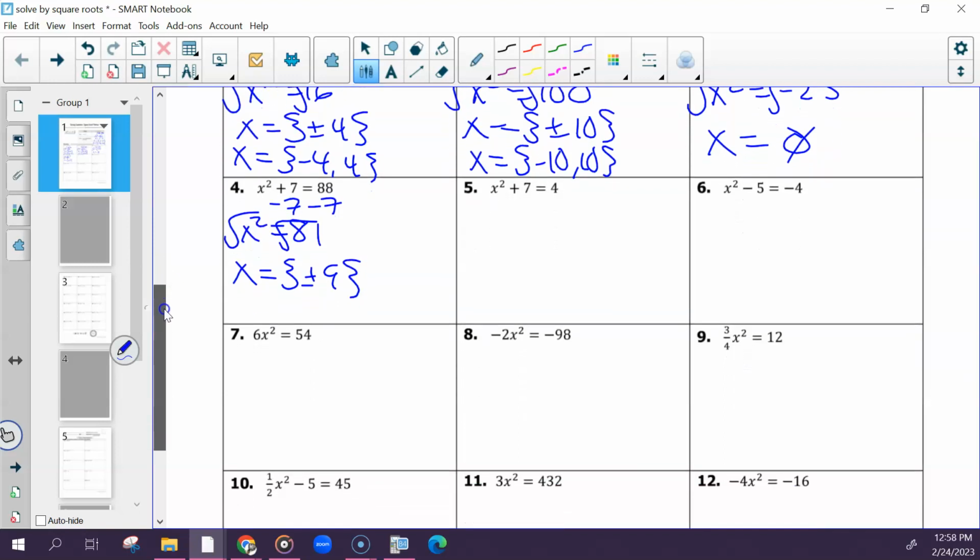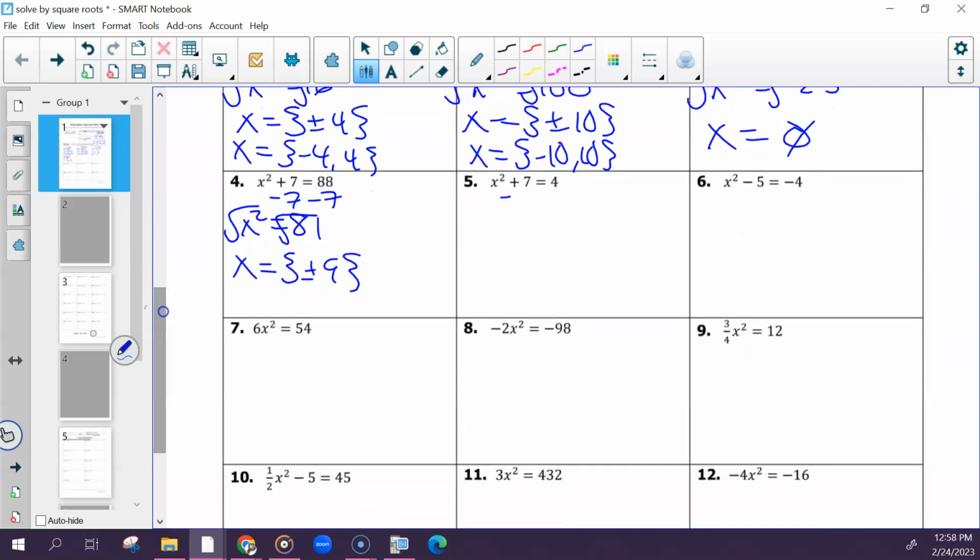Okay, let's do the next one. Subtract 7. We get negative 3. We take the square root of both sides. What would that be? No solution.